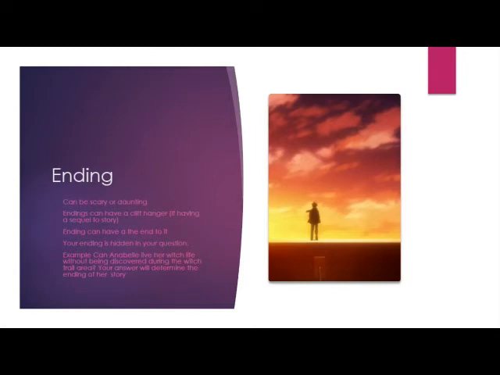Let's use this for example. Can Annabelle live her witch life without being discovered during the witch trial era? Your answer will determine her fate and the ending of the story. So if you want her to live through the witch trials, then she is not discovered as a witch until never, really. Or if you want her to go through the witch trials, like the actual trials itself, then you'll want her discovered. So it all depends on what your question is, and that will help you decide on your ending. Your ending is always hidden in your question.